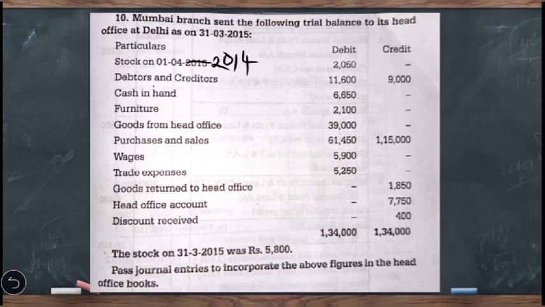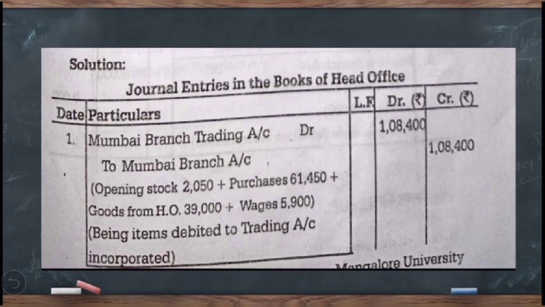Now to incorporate, what is the entry we have to pass? The entry will be Mumbai branch trading account debit to Mumbai branch account. In the narration we have to write being the incorporation of following debit items of trading account, that is opening stock, purchases, goods from head office and wages. When you add all these items you will get a total of 1,08,400.